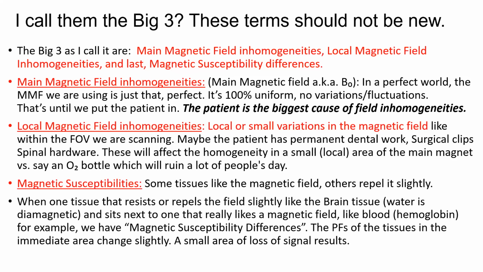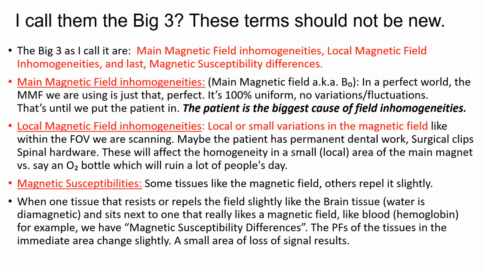The local field could be something as much as they've got a knee replacement. Well, there goes your field homogeneity. If you're scanning the knee, that knee replacement is going to mess up the field homogeneity. Okay. They've got dental work, surgical clips, spinal hardware. That's going to affect the field right where you're imaging, if you happen to be imaging that area, okay? Things that can really make the magnetic field really bad is, say, a stray oxygen bottle. Yeah, hopefully that's never happened to anybody. That'll ruin your day.